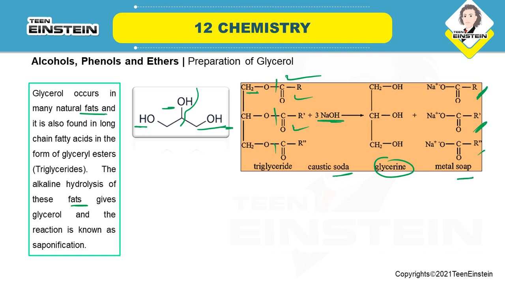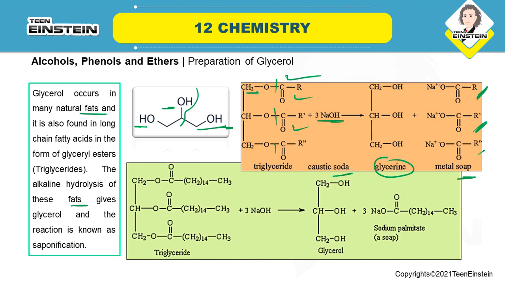So this is the sodium salt of RCO2H, the sodium salt of R prime CO2H, the sodium salt of R double prime CO2H. Okay, it is also known as metal soap because it is the sodium salt form. If you acidify it, it will be converted to the acid form. So this is the general expression.